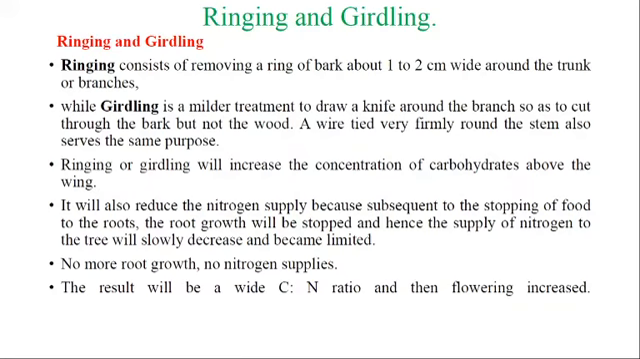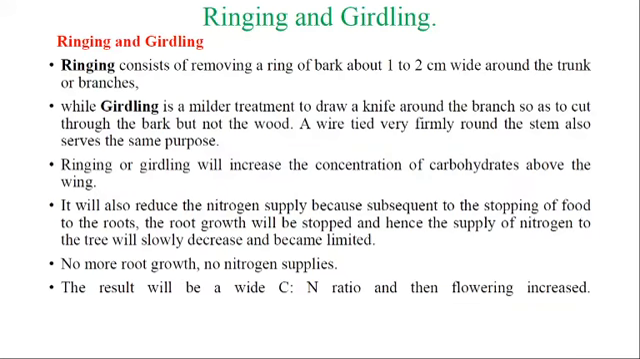A wire tied very firmly around the stem also serves the same purpose. With the help of that, we increase the concentration of carbohydrate above the ring, and it will also reduce the nitrogen supply, because subsequent to the stopping of food to the roots, the root growth will stop, hence the supply of nitrogen to the tree will slowly decrease and become limited.